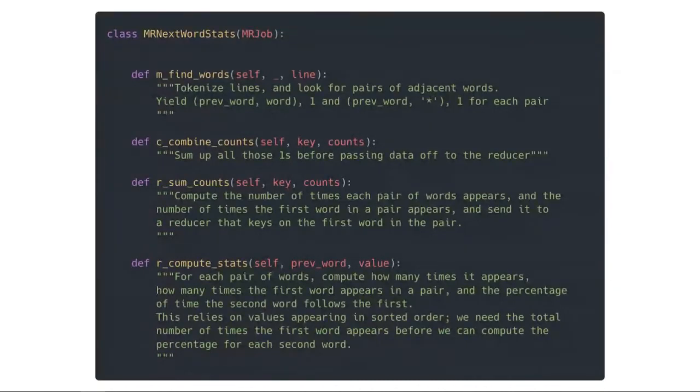Yes, now here we have, as we mentioned, the steps of the pipeline. So we have the mapper, which is the function m_find_words, which tokenizes the lines and emits pairs of adjacent words. The combiner c_combine_counts sums up all of these ones before passing the data off to the reducer. And then we have the reducer r_sum_counts, which will compute the number of times each pair of words appears and the number of times the first word in a pair appears, and send it to the reducer.